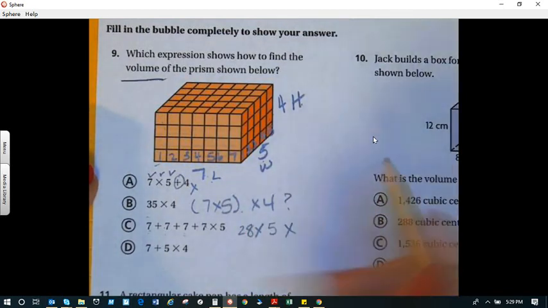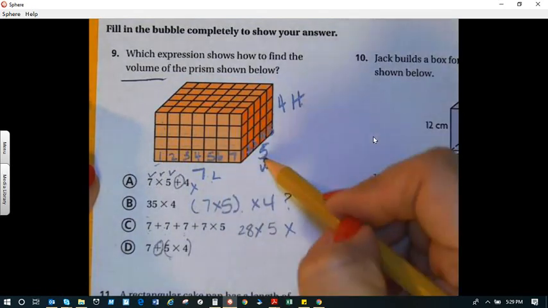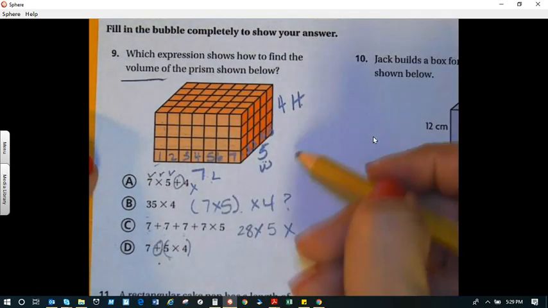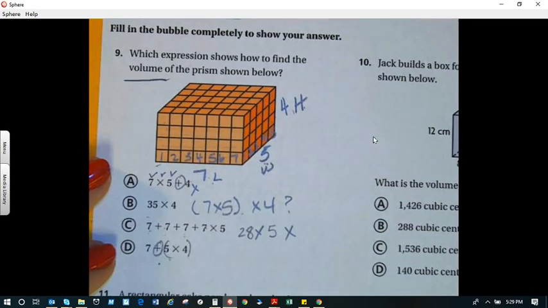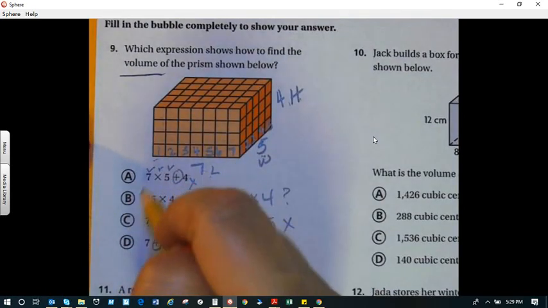Kind of confusing. 7 plus 5 times 4. Nope, because we're not going to add. If that was multiplication, we could still do that because I'm having to multiply all of those, but this is an addition, and we have to multiply that. So the answer is B.